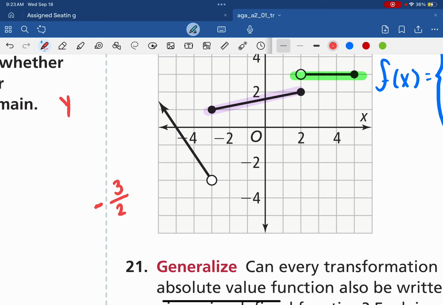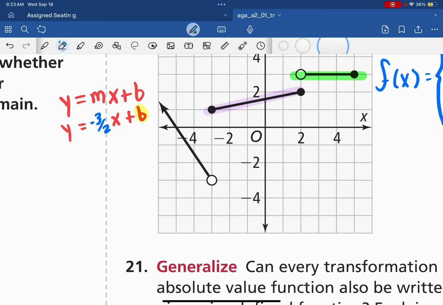So to determine the equation of this line, I'm going to use slope-intercept form, y equals mx plus b. So I have y equals -3/2 x plus b. My goal is to figure out this b. What is my y-intercept? Because I can't look on the graph and tell what it is. If I could, we'd be done a lot quicker.